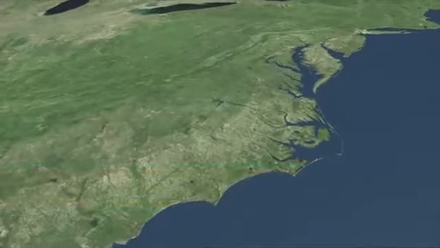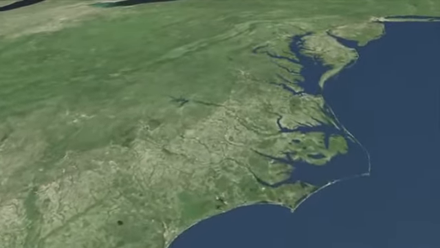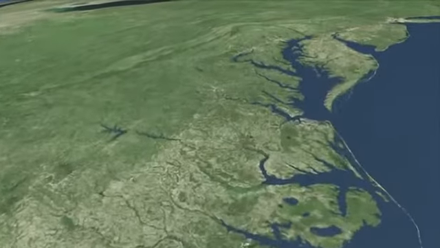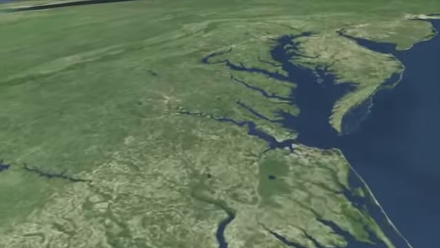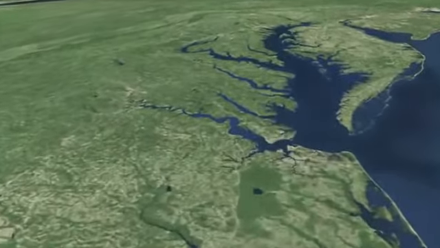The Chesapeake Bay is a national treasure. It's one of the most productive estuaries in the world. It's the largest estuary in the United States, and it has the largest land area to water volume ratio of any estuary in the US, which means what happens on the land greatly affects the conditions in the Chesapeake Bay.